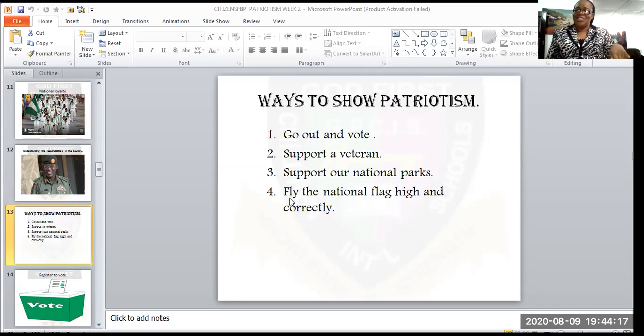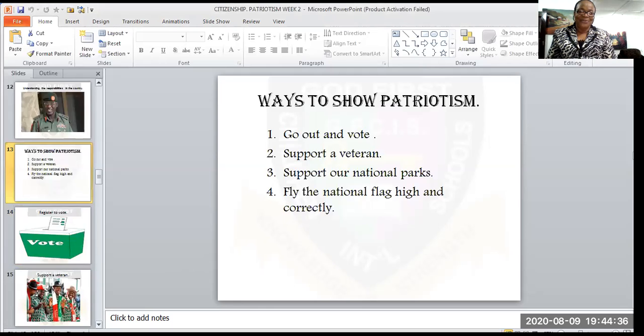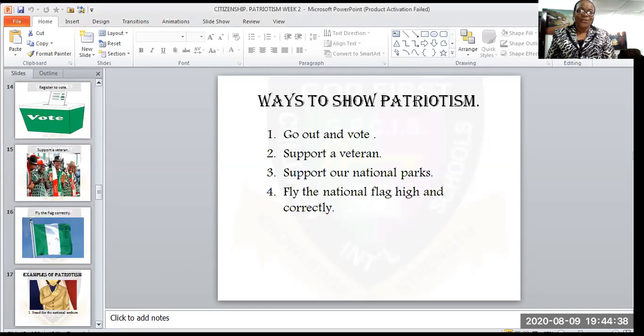Your achievement should be outstanding, outstandingly upright as well, so that our name, our flag, will fly higher and higher. Are we together? Are we together, my dear? Are you getting me? Beautiful. Let's move on.